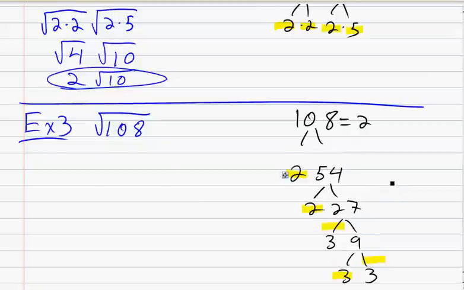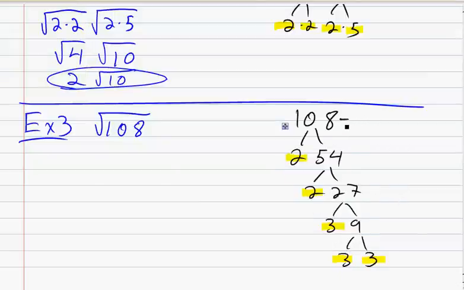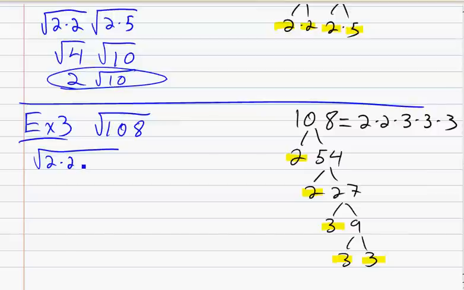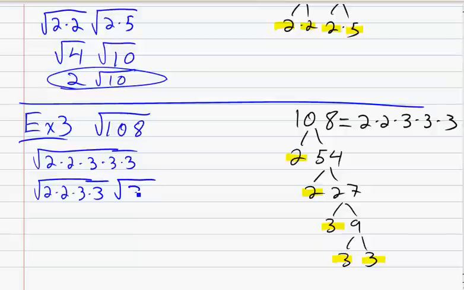So I've got 2 times 2 times 3 times 3 times 3. 1, 2, 3, 4, 5 numbers. So I'll come back over here and I'm going to rewrite my radical. 2 times 2 times 3 times 3 times 3. And I'm going to break that up into pairs and non-pairs. 2 times 2 times 3 times 3. A pair of 2's and a pair of 3's. And what's left over? Just one 3.